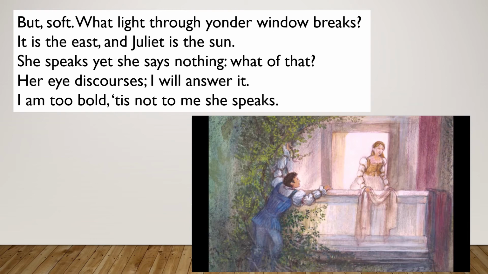But soft, what light through yonder window breaks? It is the east, and Juliet is the sun. She speaks, yet she says nothing. What of that? Her eye discourses? I will answer it. Oh, I am too bold. 'Tis not to me she speaks.